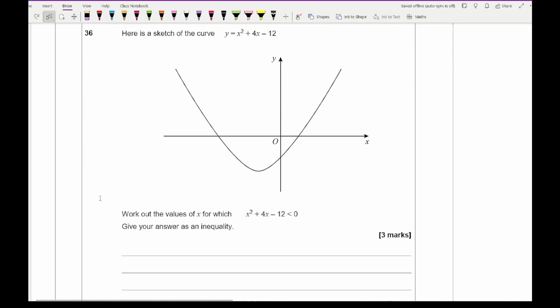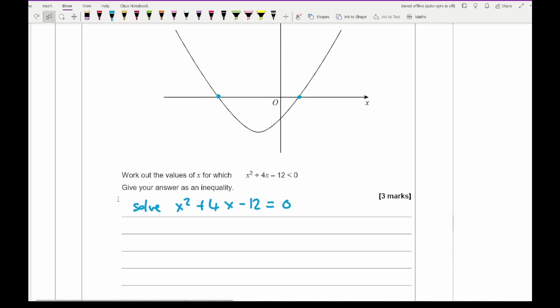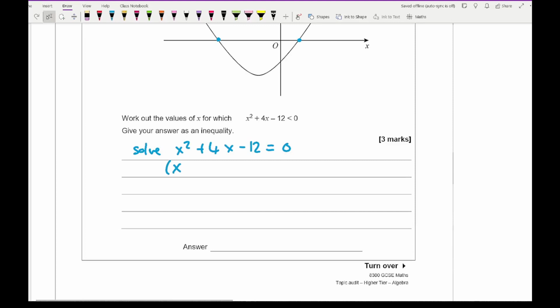Then for question 36, it says here is a sketch of the curve of y equals x squared plus 4x minus 12. Work out the value of x for which x squared plus 4x minus 12 is less than 0. So first things first, I need to work out what these two points here are, which are the solutions. I do that by factorising. So if I solve x squared plus 4x minus 12 equals 0, I can solve that by factorising. So I've got (x plus 6)(x minus 2) equals 0. So the two solutions are minus 6 and 2.